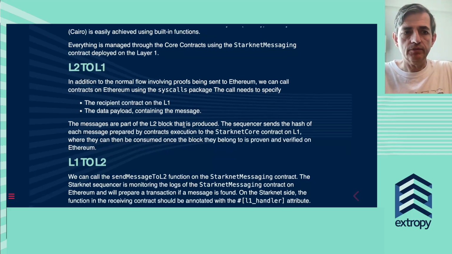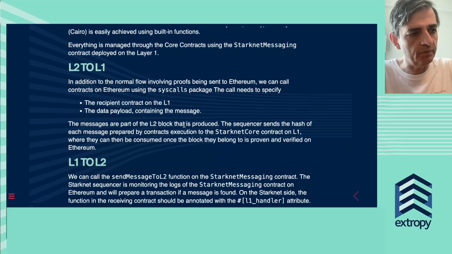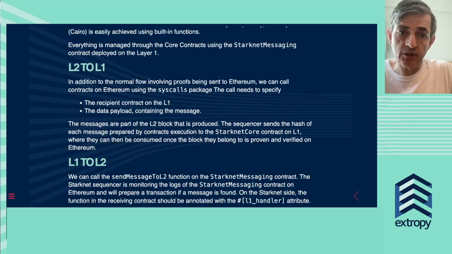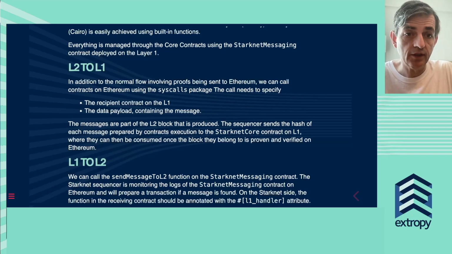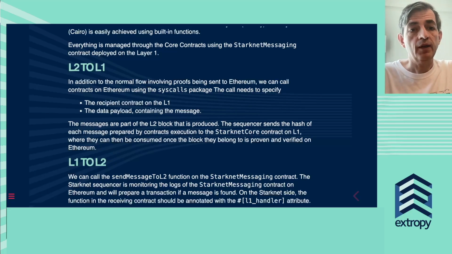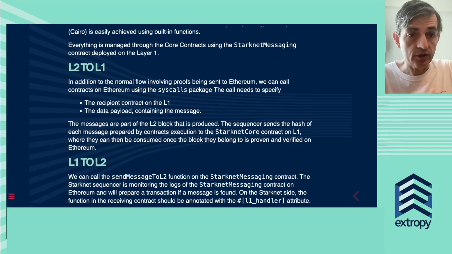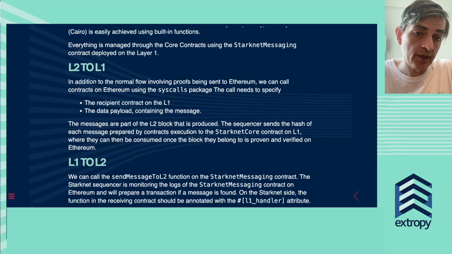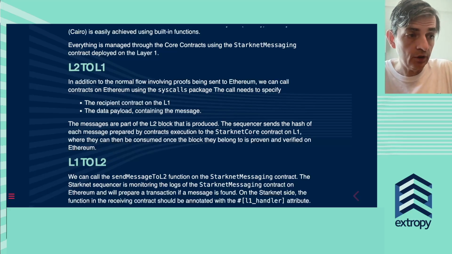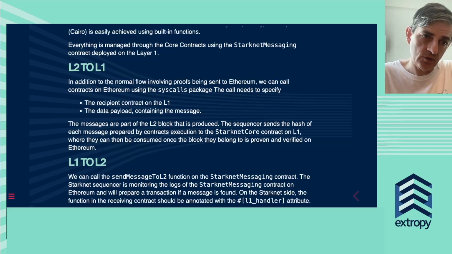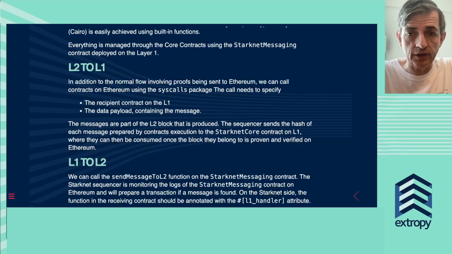If we move now to looking at the possibility of messaging in the other direction, from the layer 1 to the layer 2, what we can do is to call the Starknet messaging contract and call a particular function in that, the send message to L2 function. The Starknet sequencer is monitoring the logs of this contract, so it will see when someone is calling this particular function. What it can do is then prepare a transaction that includes that message that is wanted to be sent from the layer 1 to the layer 2.